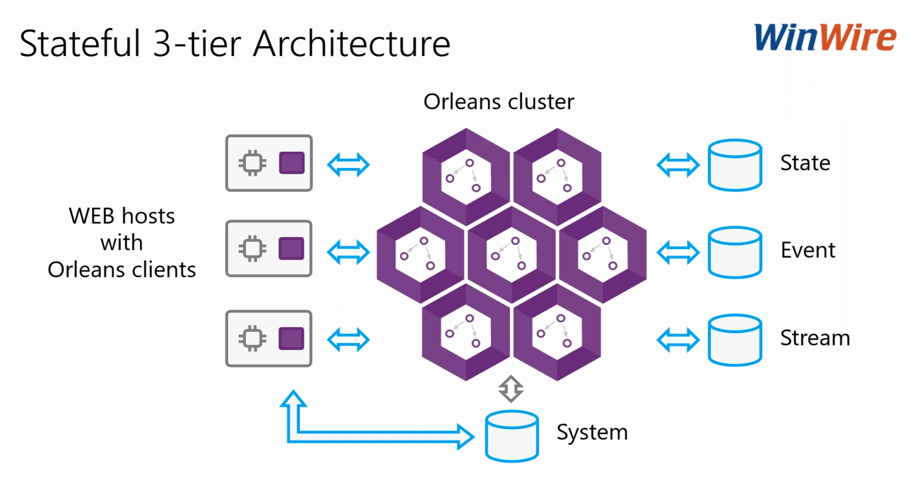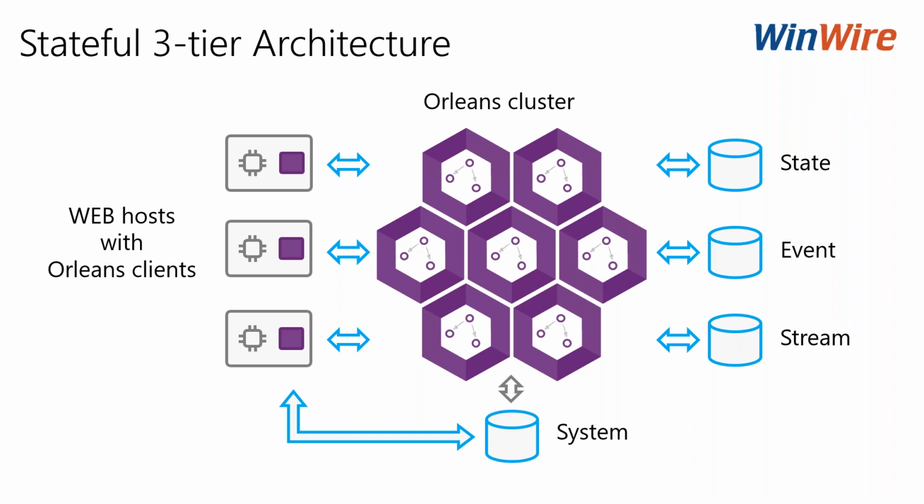Imagine these are silos, these are basically instances of your Orleans implementation running on different servers. Imagine these are different servers running and they form a cluster, right? Now, when a request comes in from your web, it goes to any one of these silos.